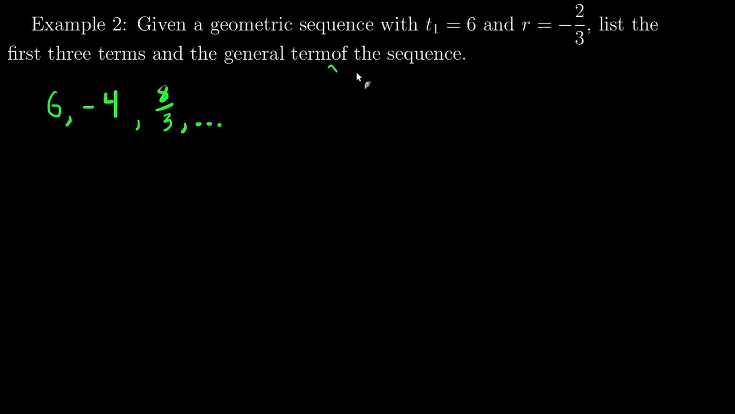And this general term is actually going to be super important for Taylor and Maclaurin series. So I start off with 6, and I multiply by negative 2/3 to the n minus 1. That's the general term of this sequence. And we'll need to do that later on in this unit's worth of material.